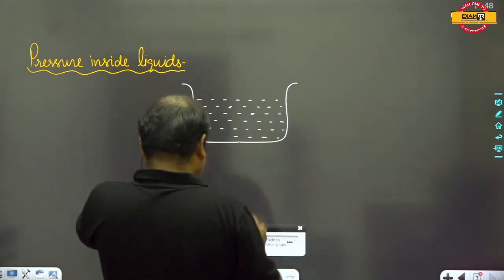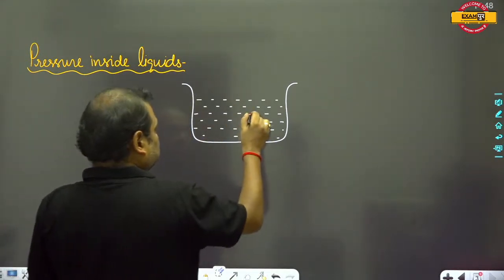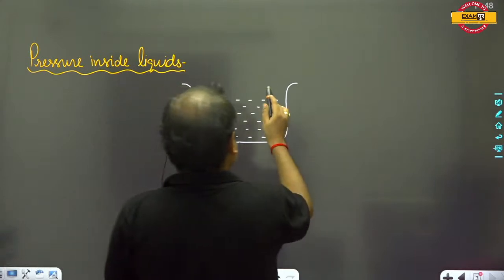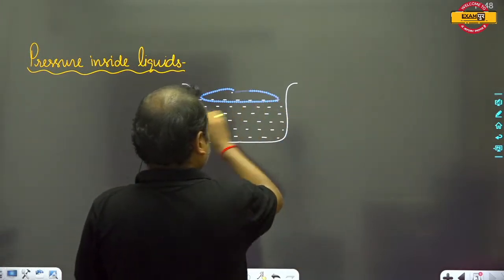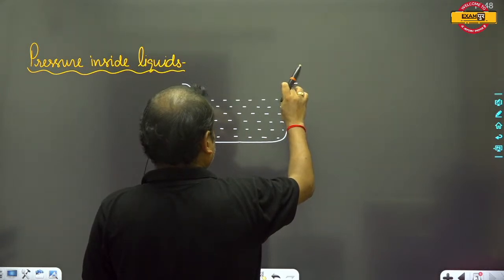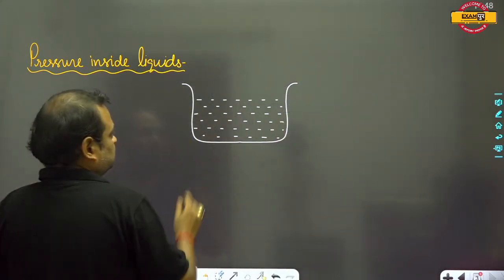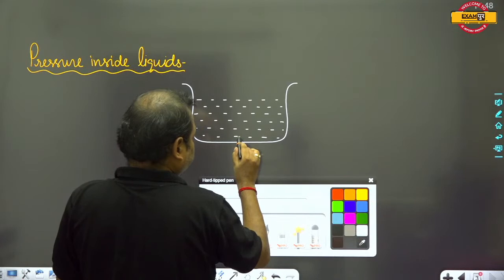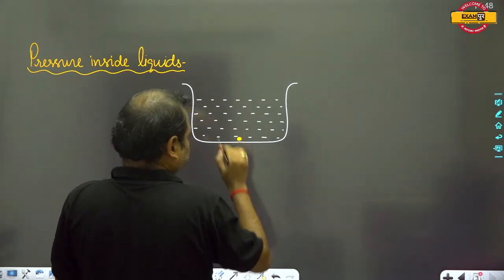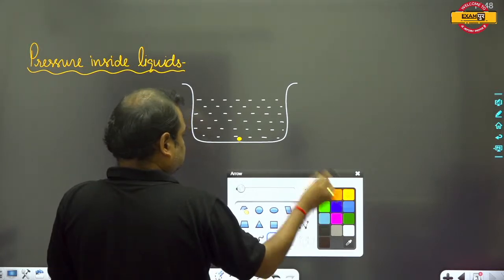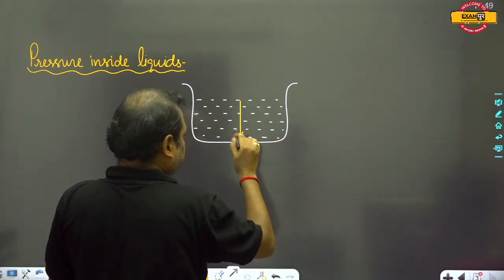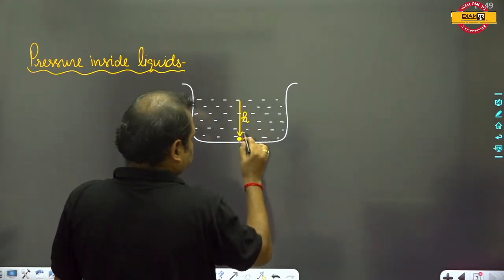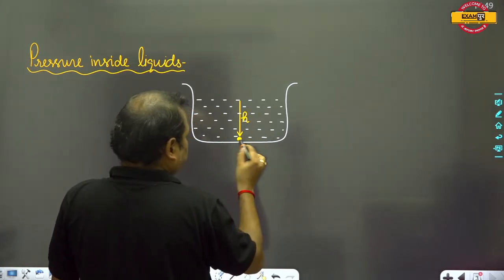Okay, so these are the water molecules. Now suppose that there is a point P at this point, which is h meters below the surface of water. The depth of this point is h meters and this point is P, or we can say that this point is any point.